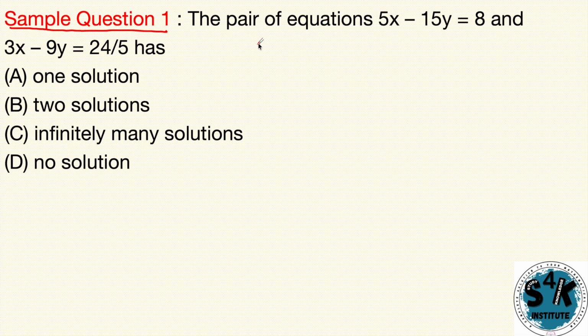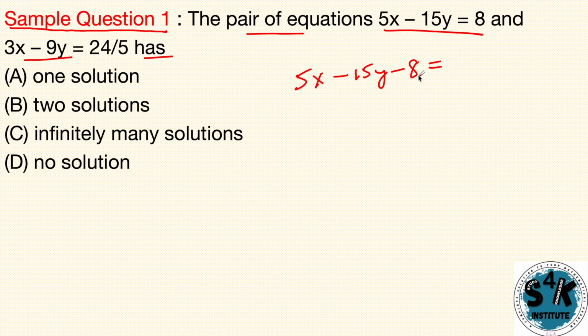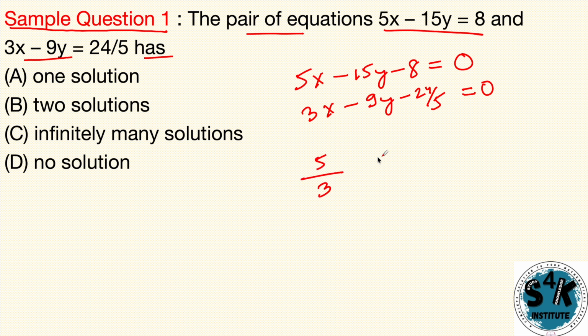So sample 1. The pair of linear equations that is given to you is this and this. To understand this, first we need to write this in standard form, that is a1x plus b1y plus c1 is equal to 0, and then we have to write 3x minus 9y minus 24 over 5 is equal to 0. Now we have the standard form, so I will write the ratio 5 over 3 is equal to negative 15 over negative 9 is equal to negative 8 over negative 24 over 5. So negative negative will get cancelled.